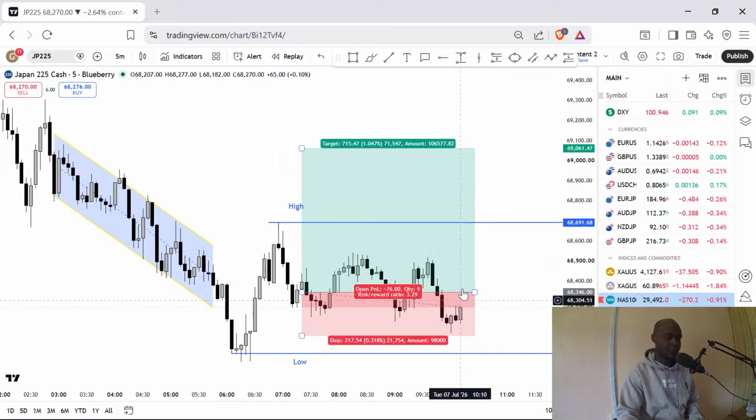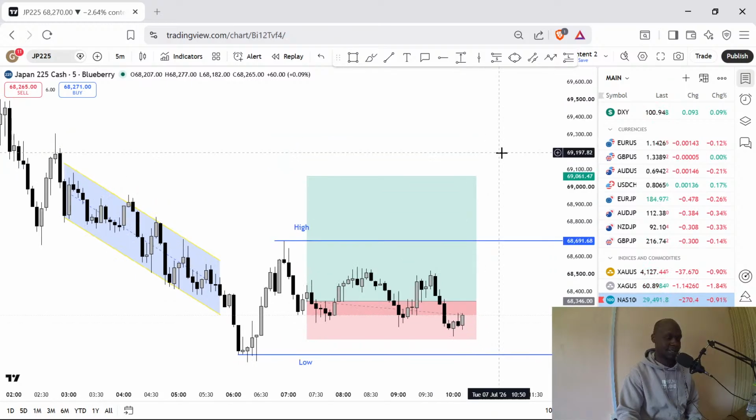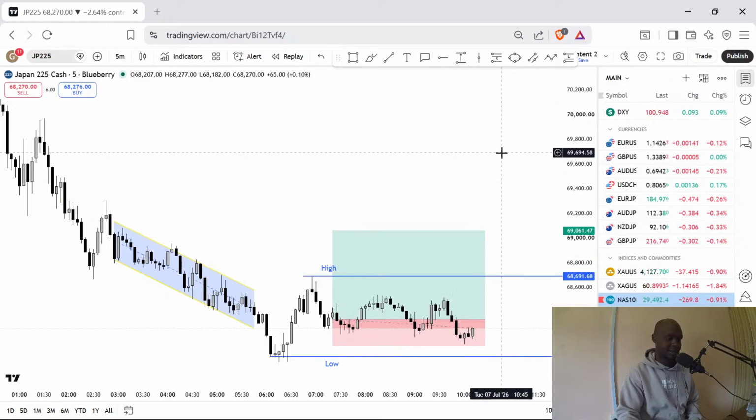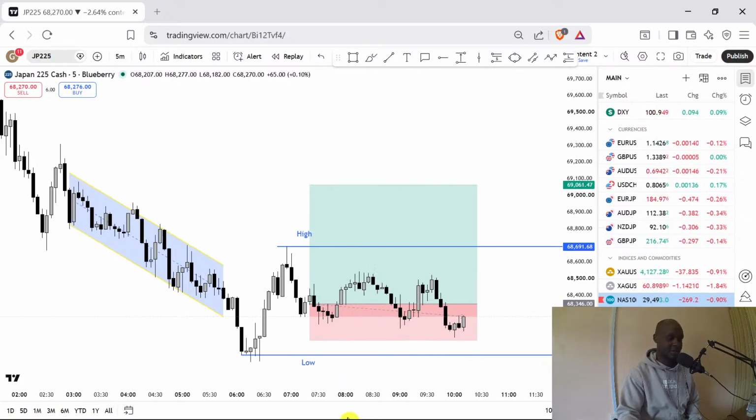Hopefully we get price pushing upwards, and that will be such an escape. It will be such a good luck trade considering how close I was to getting tagged out. Have you guys taken any trades today?